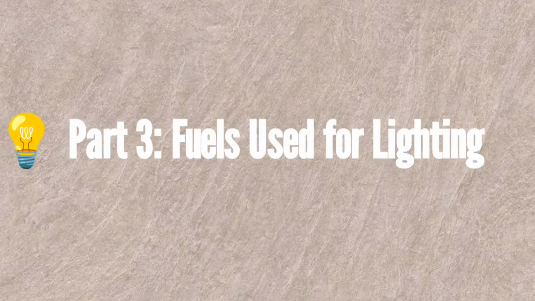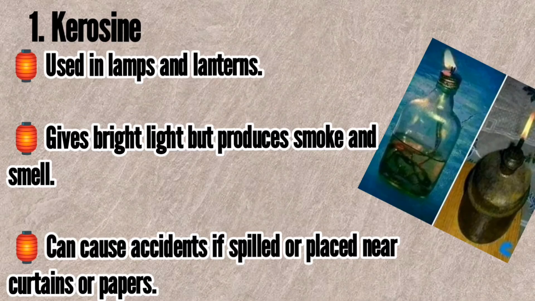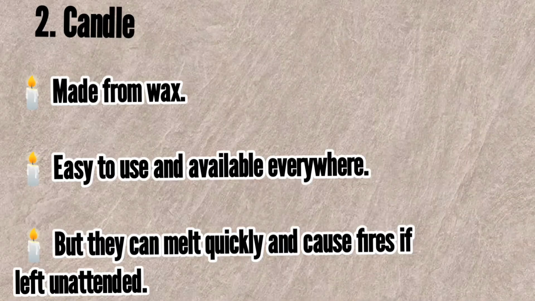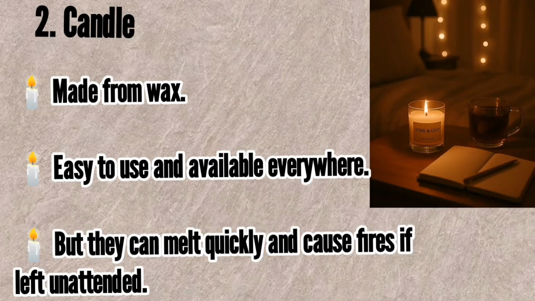Part 3. Fuels used for lighting. Now let's move to fuels used for lighting our homes, especially in places without electricity. First we have kerosene. It's used in lamps and lanterns. It gives bright light but produces smoke and smells and can cause accidents if spilled or placed near curtains or papers. Another one is candles, which are made from wax. They're easy to use and available everywhere, but they can also melt quickly and cause fires if left unattended.